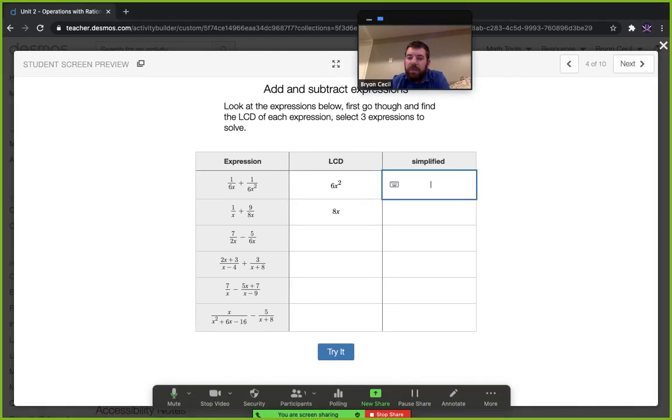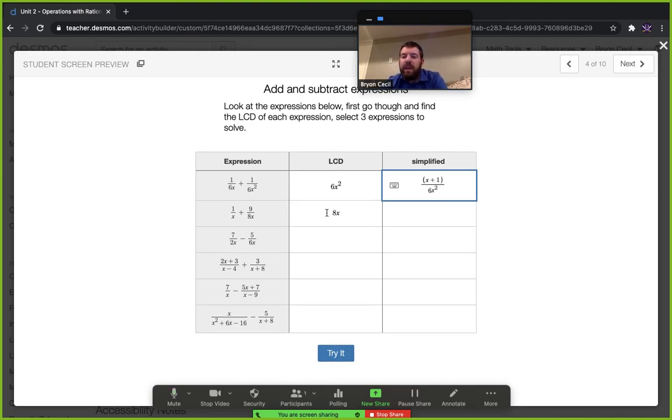Okay, so we said that this was x plus 1 over x squared, and this was 17 over 8x. Now, all right, the 7 over 2x minus the 5 over 6x. When I look at those guys, the 2x and the 6x, we see, hey, 2x actually can go into 6x. So 6x would be my least common denominator.